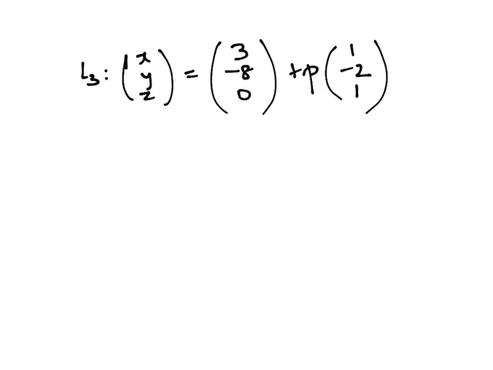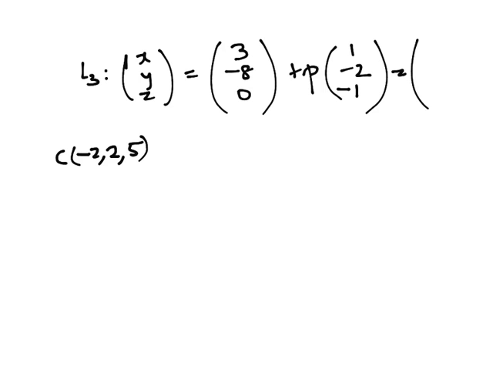The line L3 has equation (x, y, z) equal to (3, -8, 0) plus p times (1, -2, -1) and passes through the point C. Find the value of p at C. Now we know that the coordinates of C are (-2, 2, 5). It says that this line L3 passes through the point C, so find the value of p.